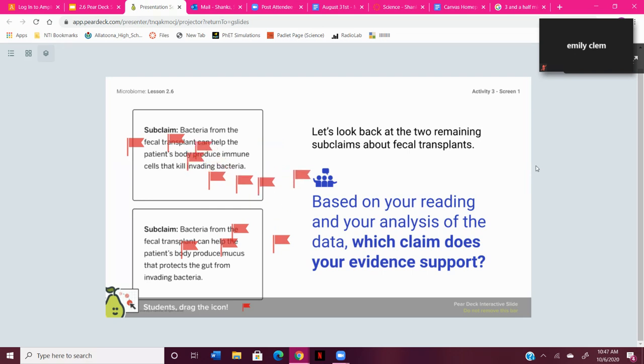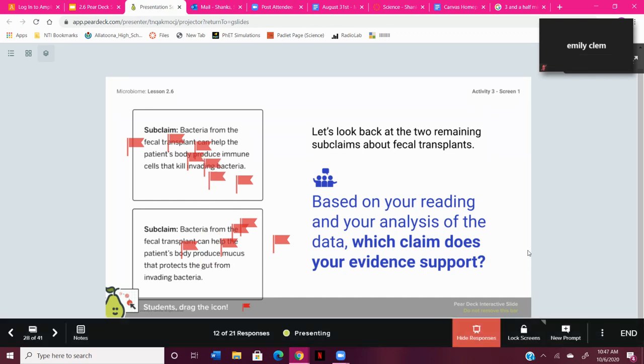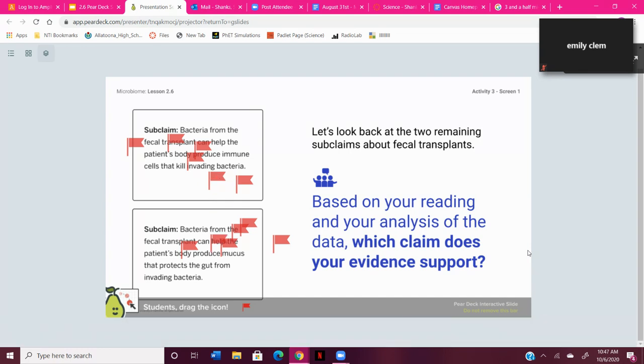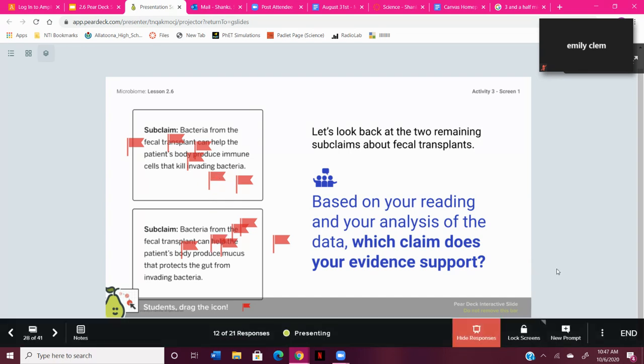All right, for subclaim 3, you're looking at the patient's body produces mucus that protects the gut. Which one of those bacteria had high mucus levels? Think back to which bacteria you looked at. You're going to pick which subclaim you think your evidence goes with.